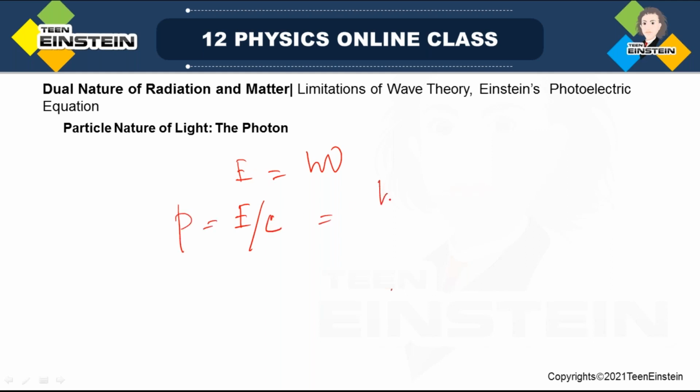Momentum is given by E by c, or h nu by c, and nu by c will be actually 1 by lambda. So c is equal to nu lambda, so nu by c will be 1 by lambda. So p is h by lambda.